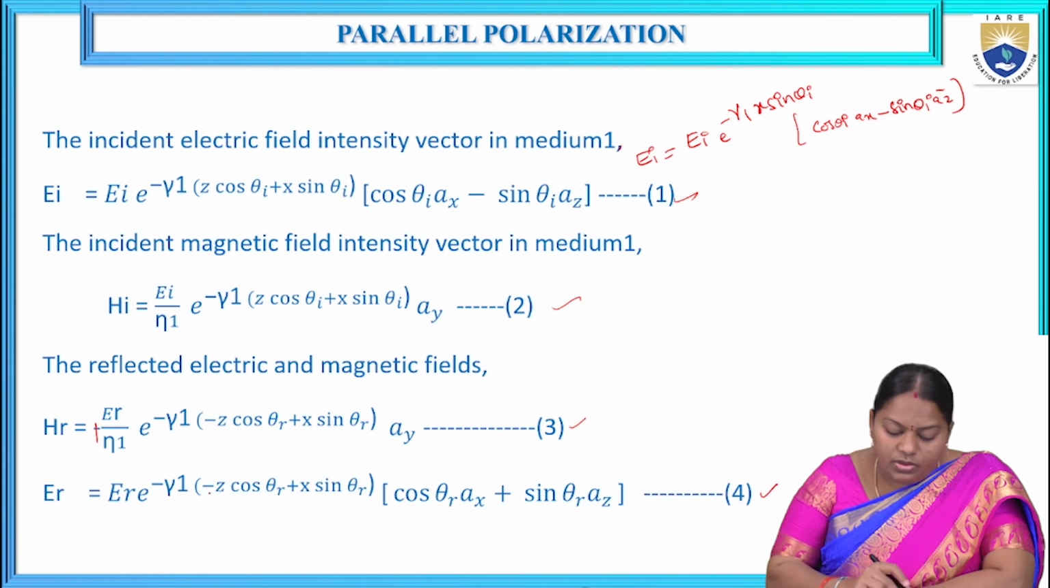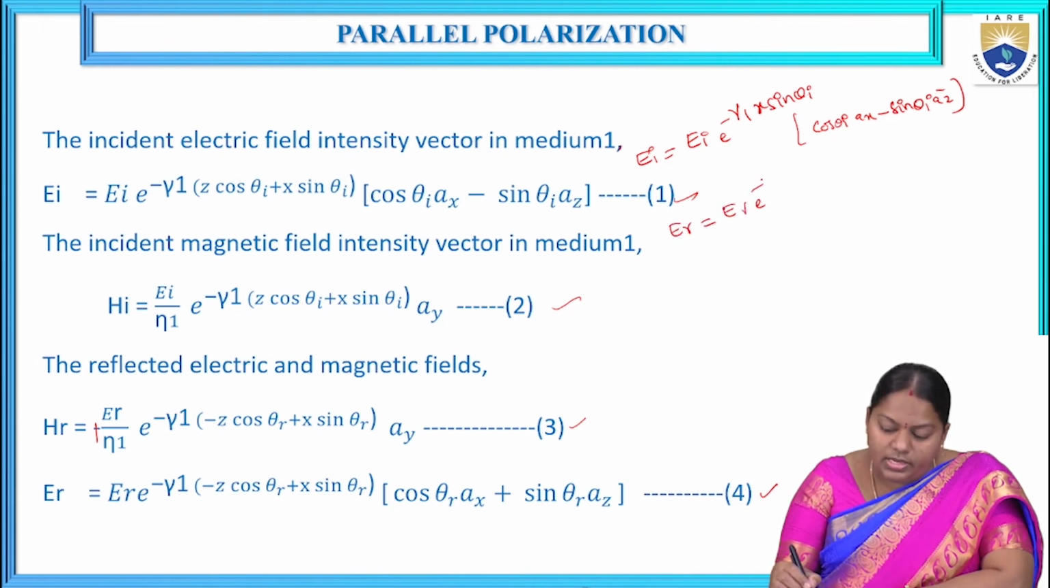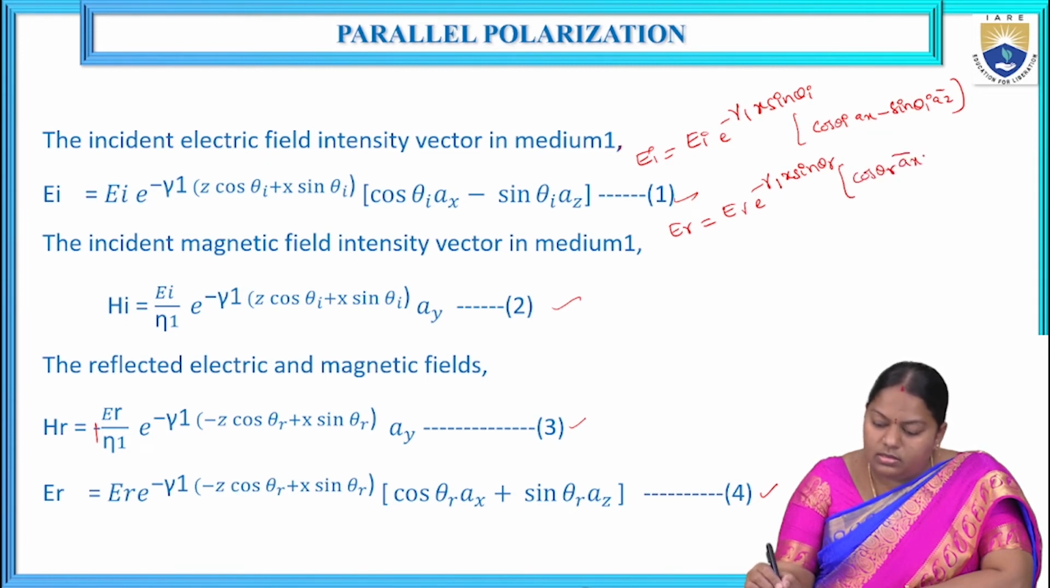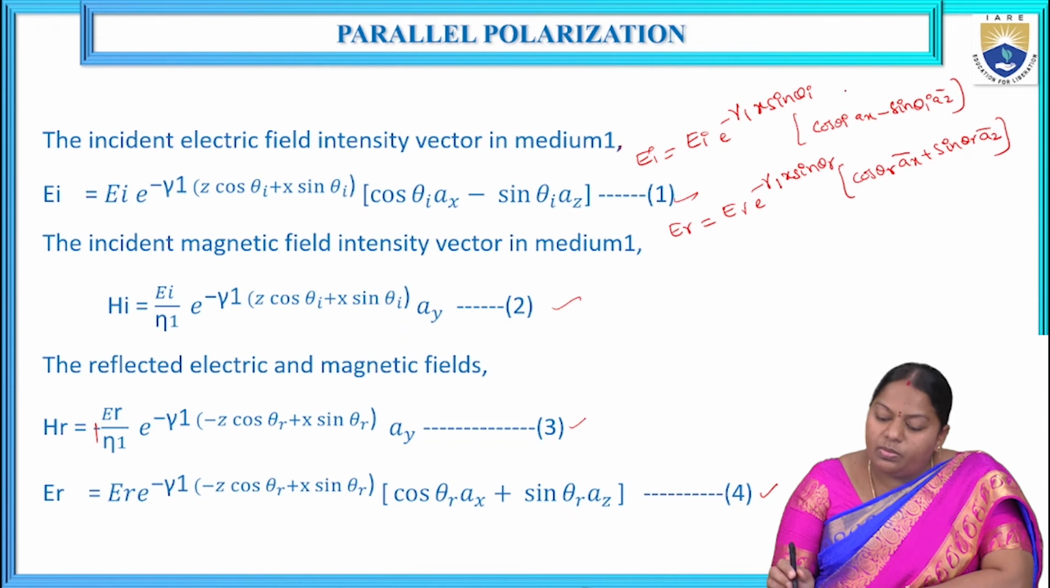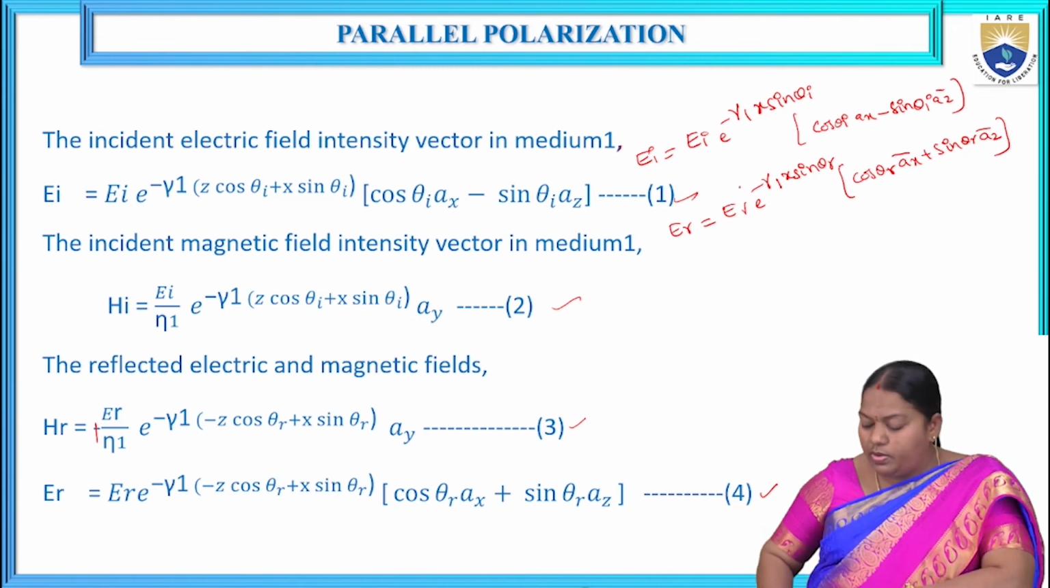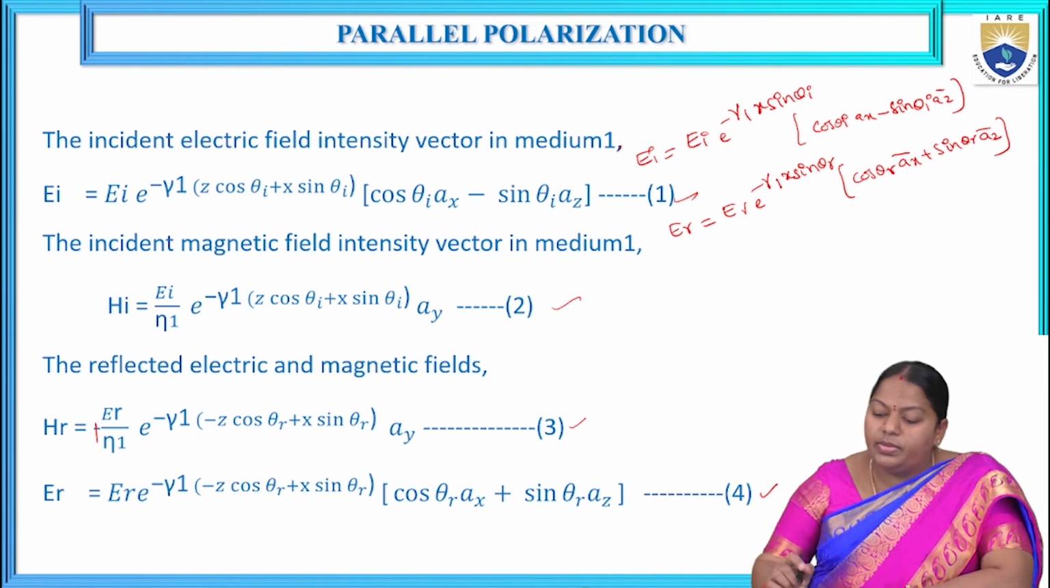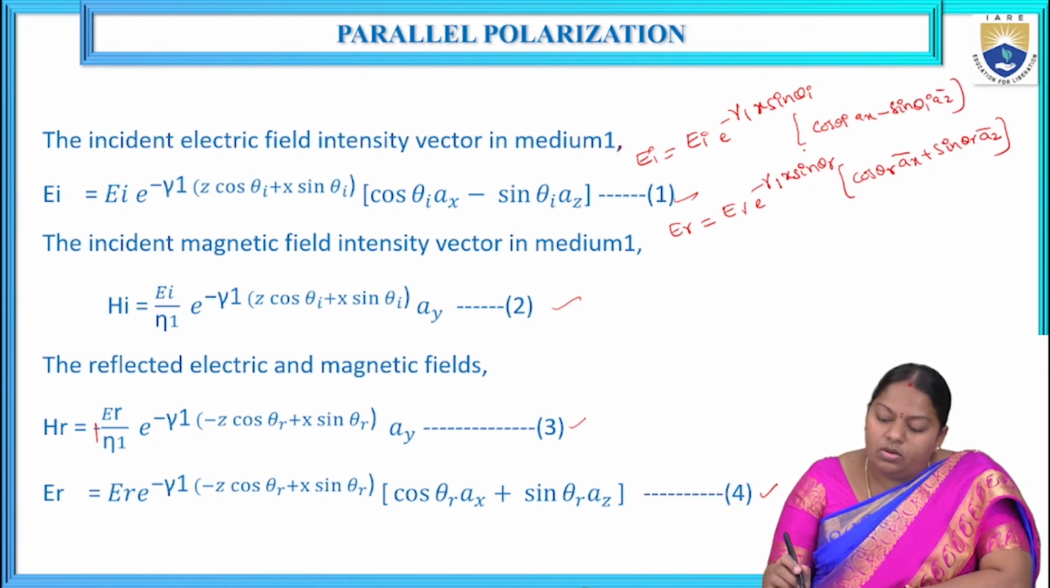And for ER, if you consider the ER equation, ER equal to ER into e power minus gamma 1 x sin theta R into cos theta R into ax plus sin theta R into az. Okay. So if you compare both sides according to the boundary, the z components get cancelled on both sides.